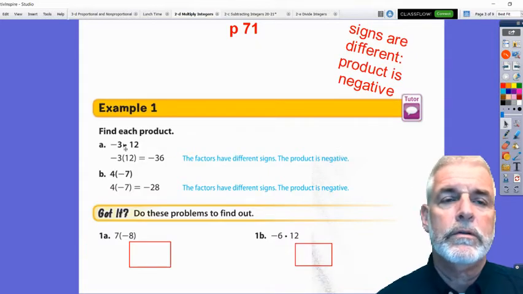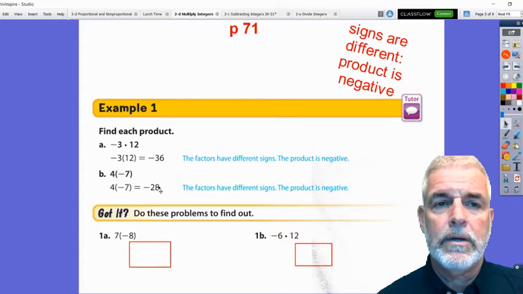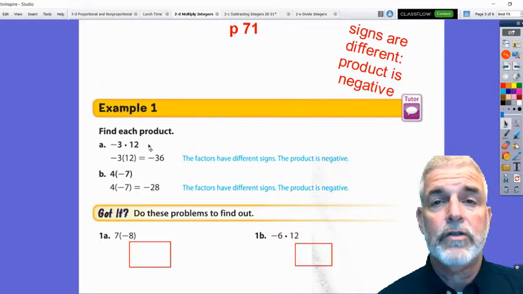Here's examples. Negative 3 times 12 is negative 36. 4 times negative 7 is negative 28. Okay, so you multiply the numbers, then look at the sign. If the 2 factors are different signs, the answer is negative.